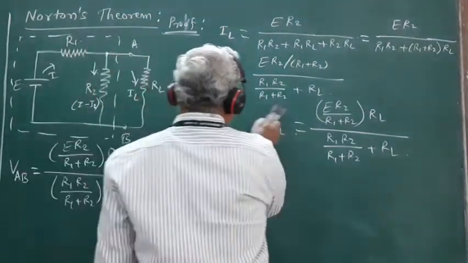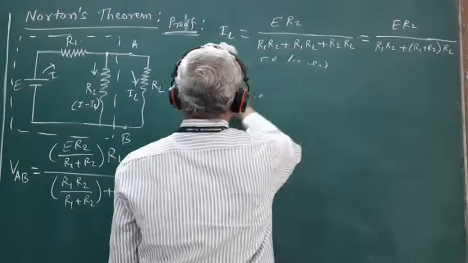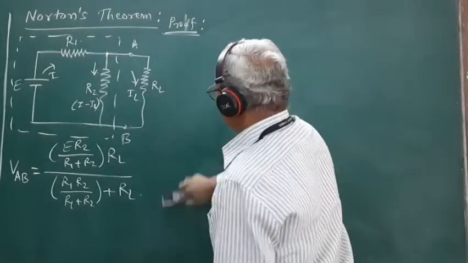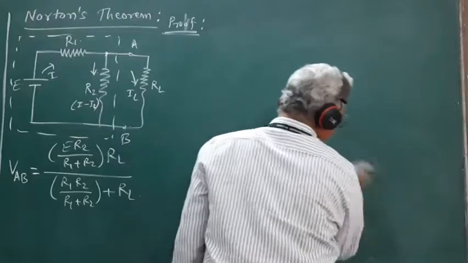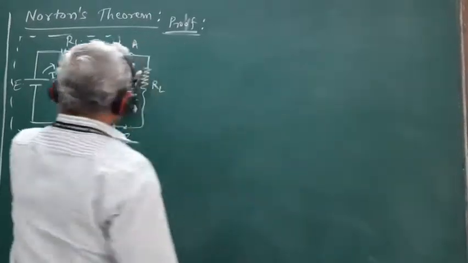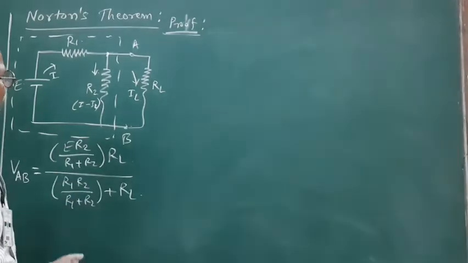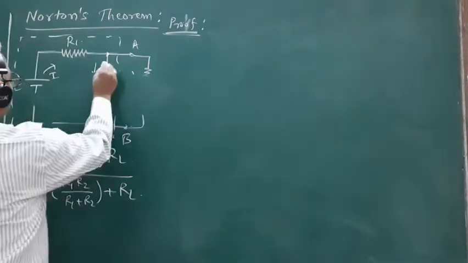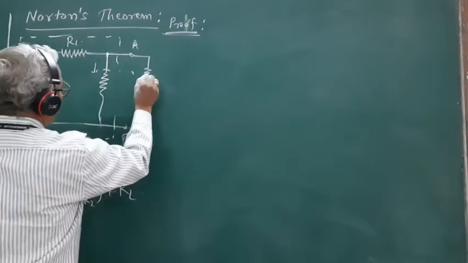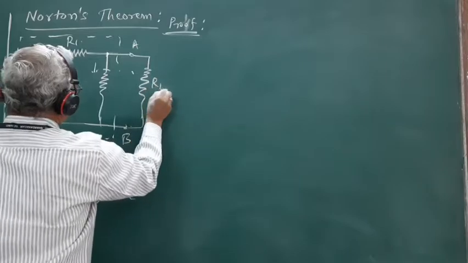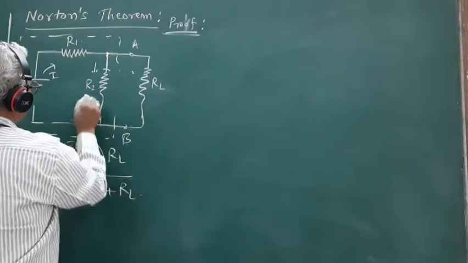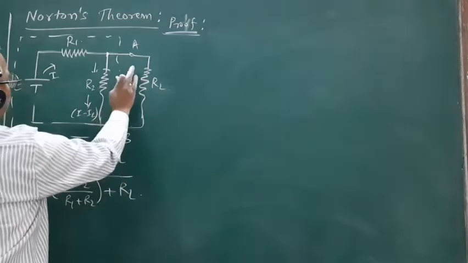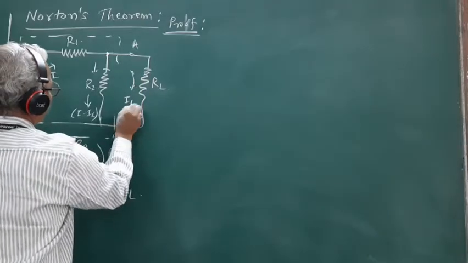Now, if this complicated network is replaced by the Norton equivalent circuit, what will be the potential drop across this resistance RL? That is what we want to calculate. This is RL.